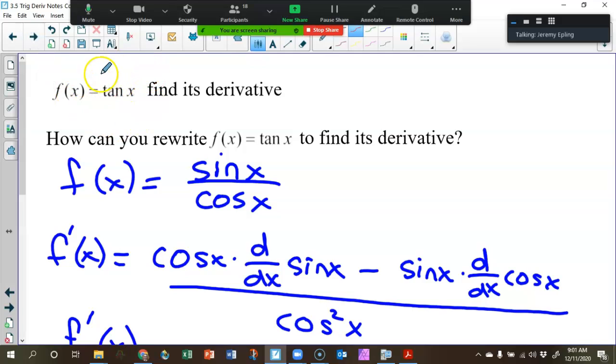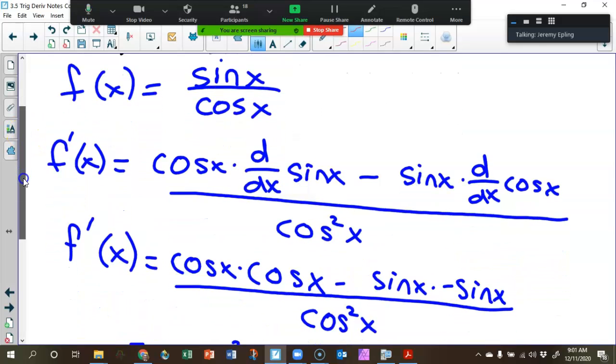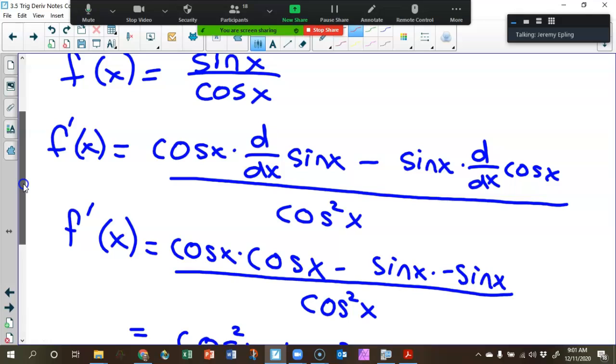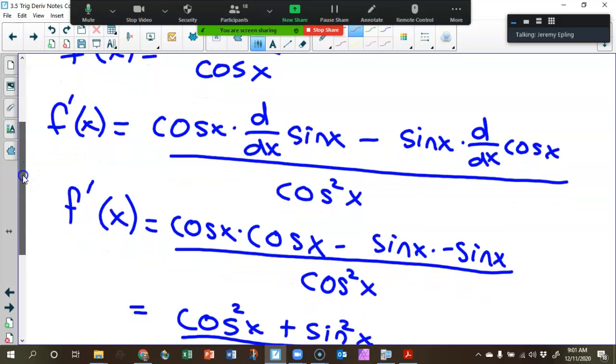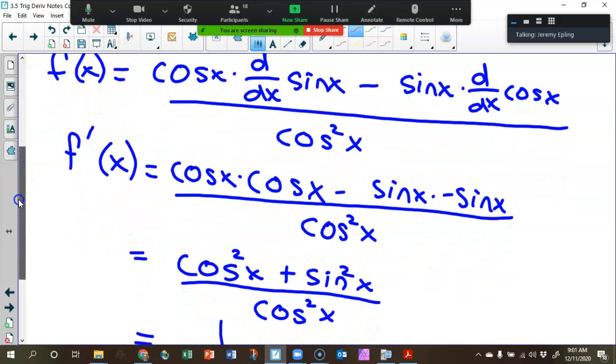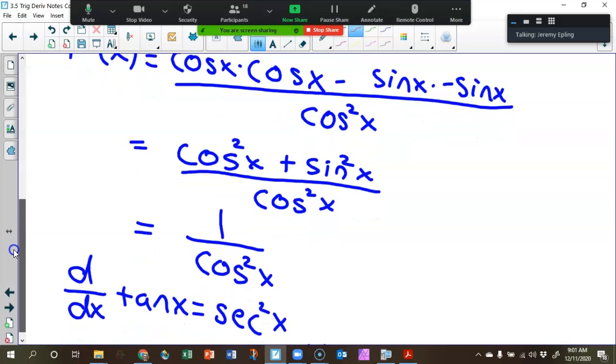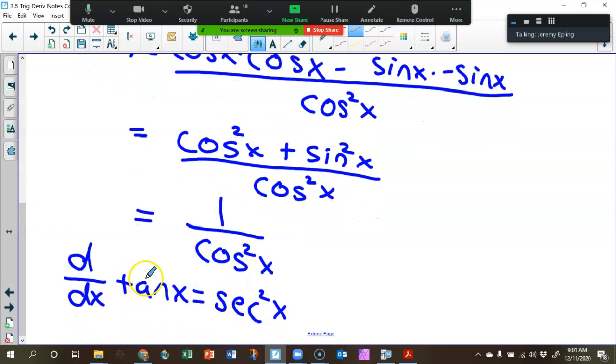All right, the derivative of tangent. Tangent we can rewrite as sine divided by cosine. And again, the quotient rule. The bottom times the derivative of the top minus the top times the derivative of the bottom, all over the bottom squared. The derivative of sine of x is cosine of x. The derivative of cosine of x is negative sine x. And so I get cosine squared plus sine squared in that numerator, or just 1. So 1 divided by cosine squared is secant squared. The derivative of tangent there is secant squared. Questions there with the derivative of tangent?